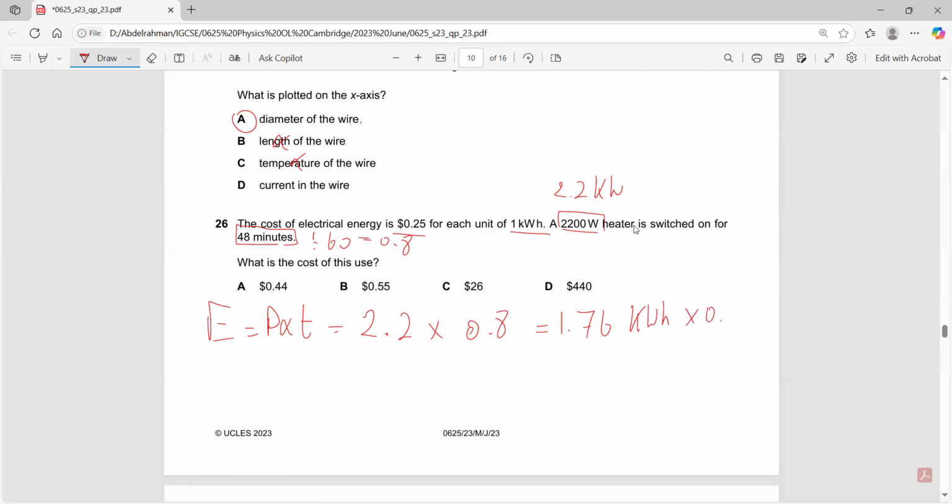All you need to do is multiply it by the cost, 0.25, which would be $0.44. This is the total cost for using this electrical appliance, this heater, for 48 minutes.